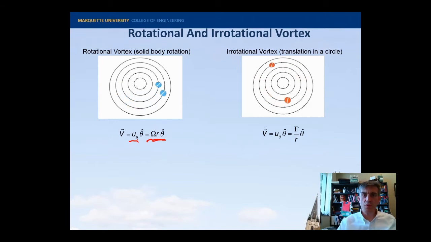On the right, we have an irrotational vortex. So it's still stuff spinning around the origin. It's defined as capital gamma divided by r. So it's a flow field where the velocity goes to infinity at 0, and then it decays like 1 over r as we move away from the center of the coordinate system. Now, these are fundamentally different in that the one on the left is a rotational vortex and the one on the right is an irrotational vortex.